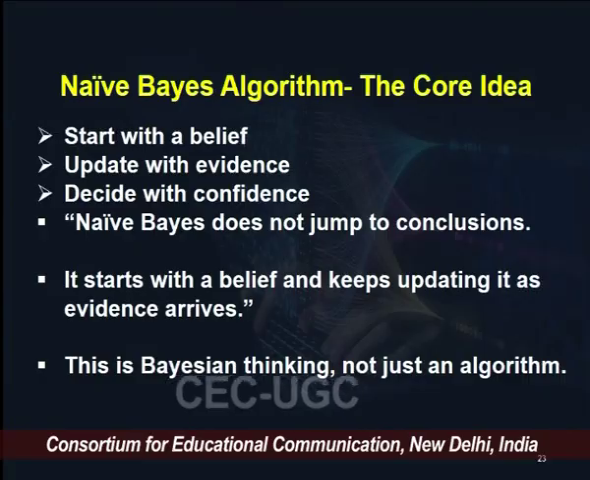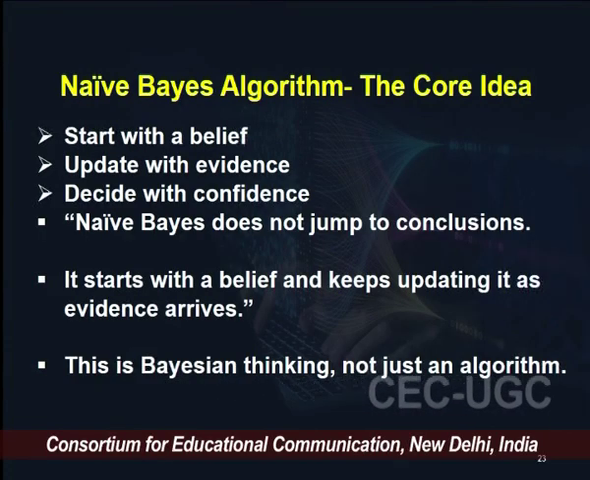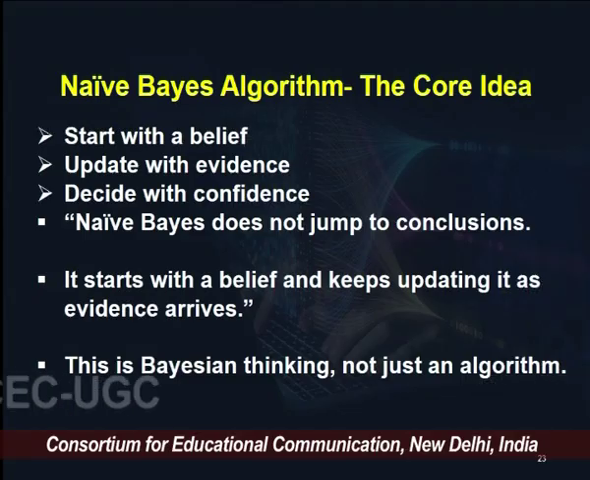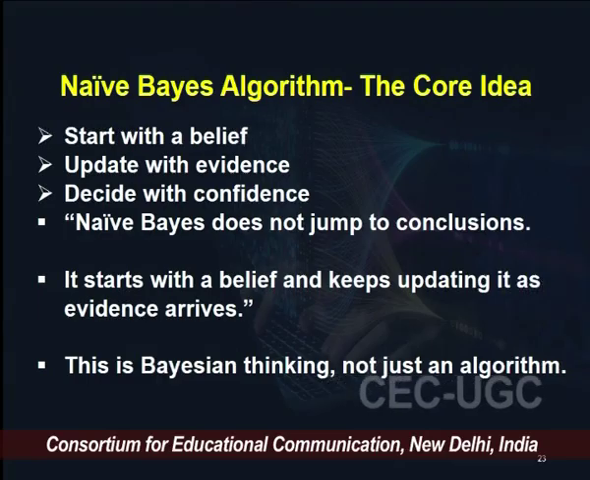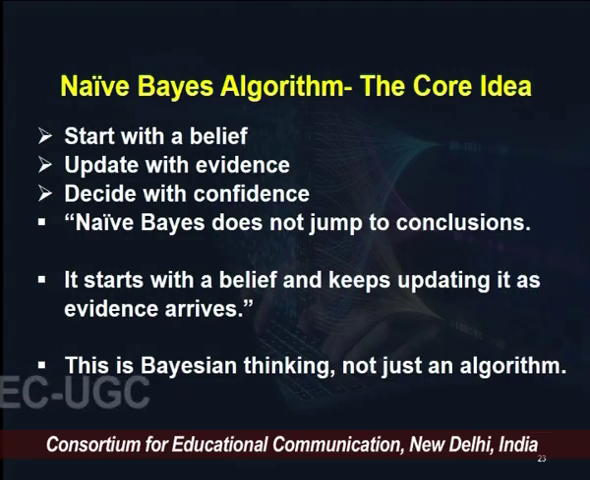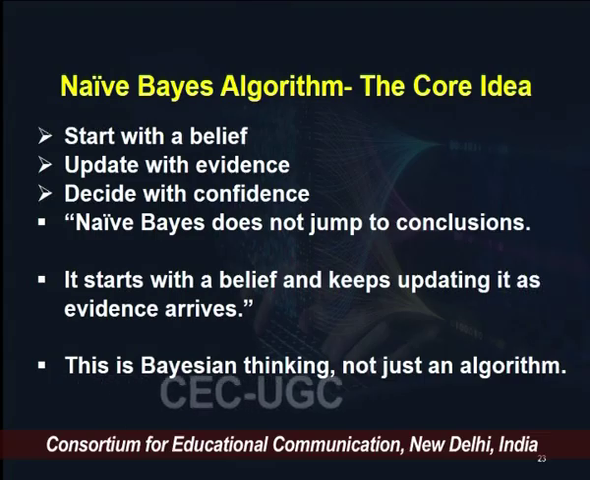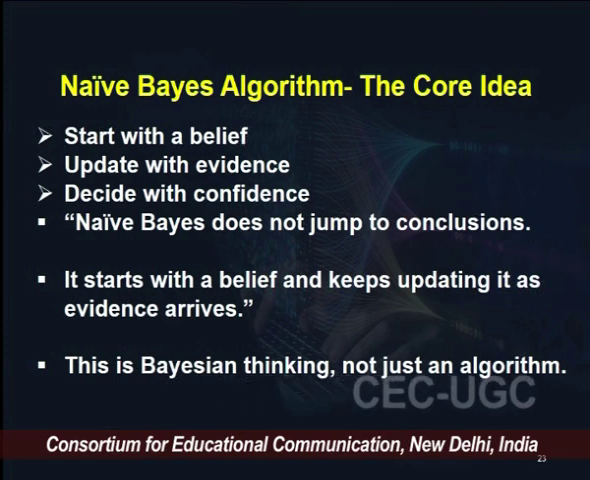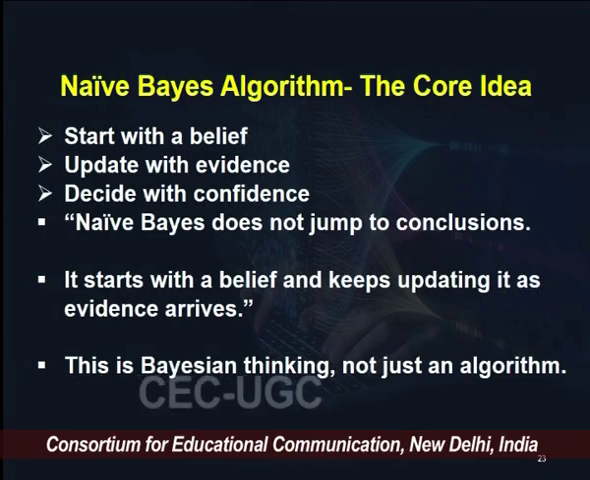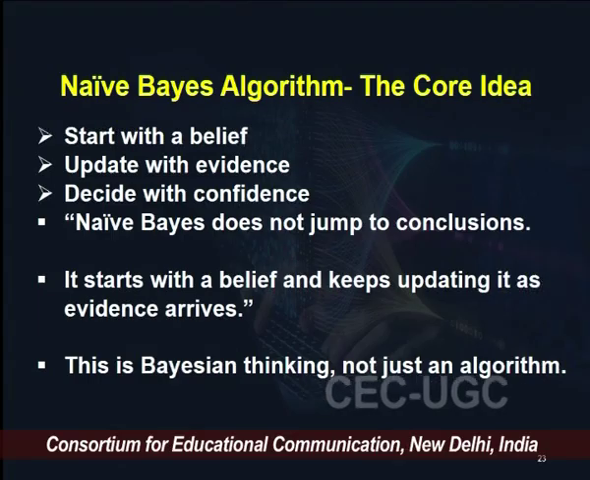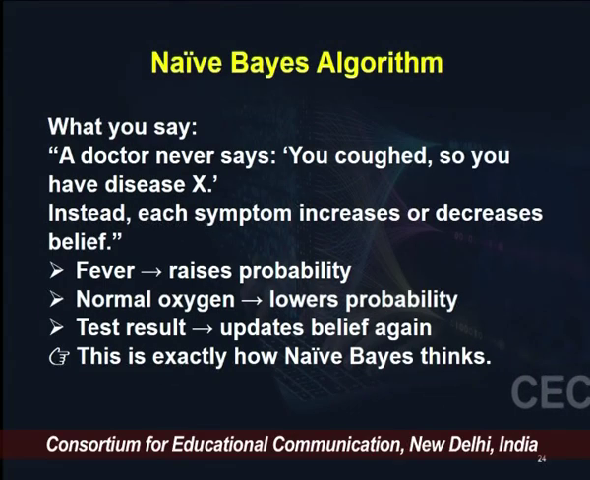So, let us understand the core idea behind naive Bayes. We start with a belief. There has to be some kind of belief in the beginning. Then we update that belief with the evidence, and then we decide with confidence. Naive Bayes does not jump to conclusions directly. It starts with a belief and keeps updating it as the evidence arrives. You must have done this in your school and college days. This is nothing but Bayesian thinking, not just an algorithm.